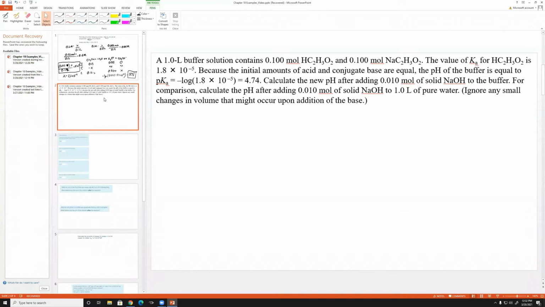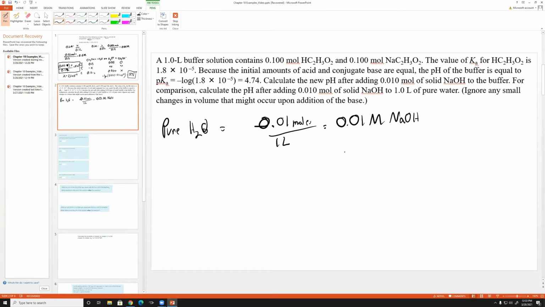It's asking us to calculate the new pH after adding 0.01 moles of solid NaOH to the buffer. For comparison, calculate the pH of adding 0.01 moles of solid NaOH to 1 liter of pure water, and ignore any small volume changes from adding the base. Okay, so let's do the water one first. In pure water, you're adding 0.01 moles of NaOH. So we can directly find the concentration of excess OH in that water by doing 0.01 moles divided by 1 liter equals 0.01 molarity of the NaOH.